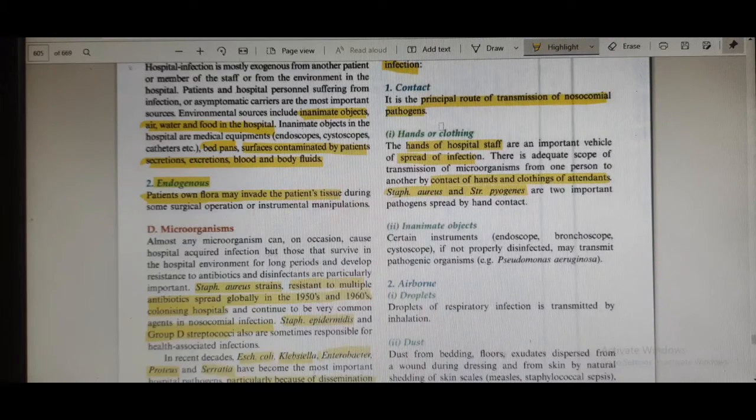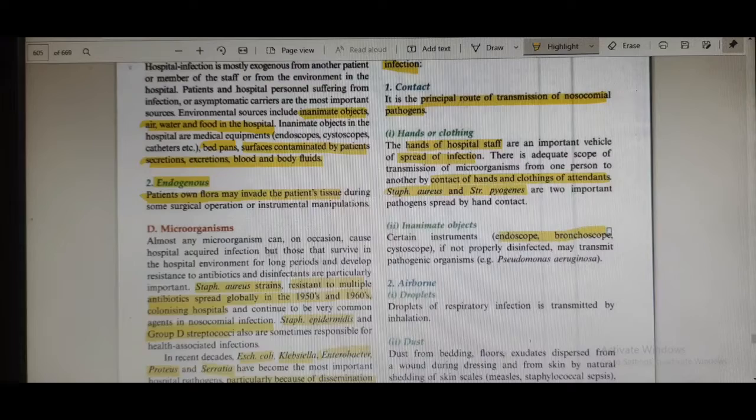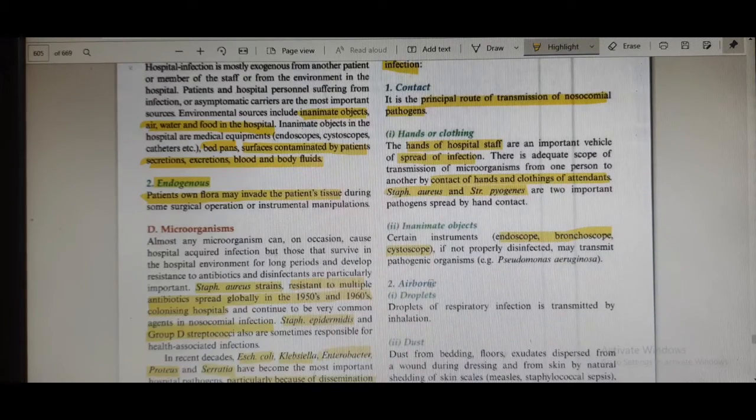Moving to the second type of contact, which is inanimate objects. These could be medical instruments like the endoscope, bronchoscope, and cystoscope. If they are not properly disinfected or sterilized, they can transmit pathogenic organisms. One such microorganism spread through these instruments is Pseudomonas aeruginosa.